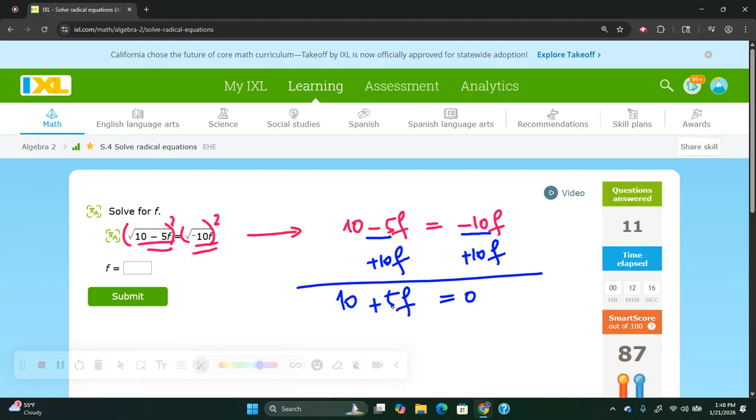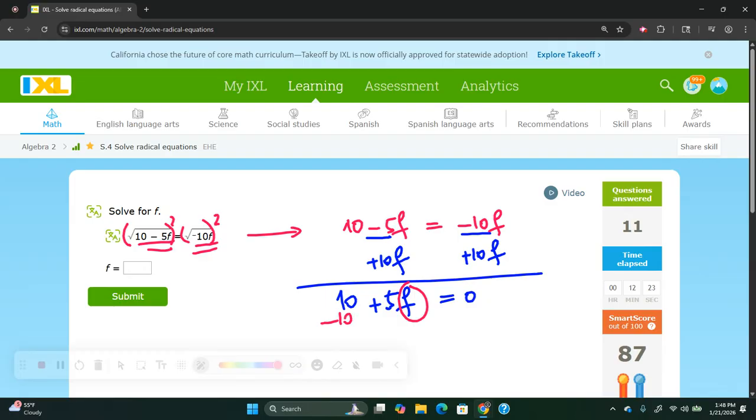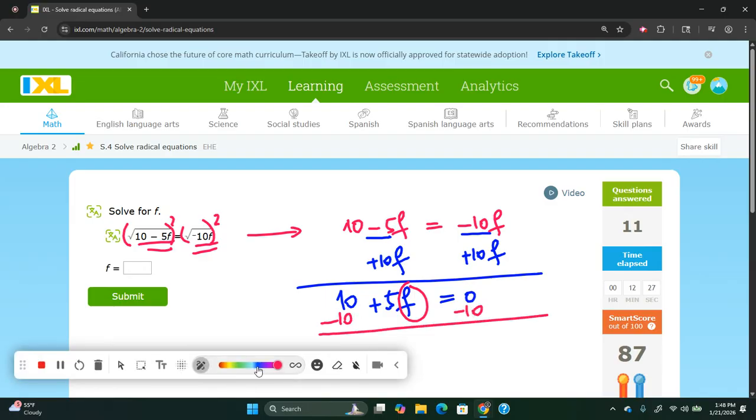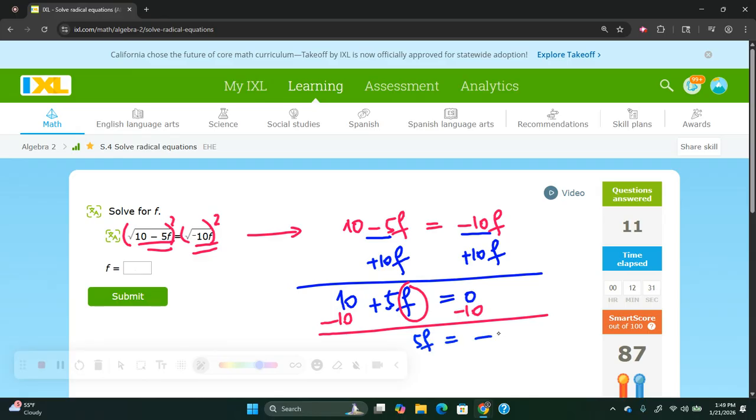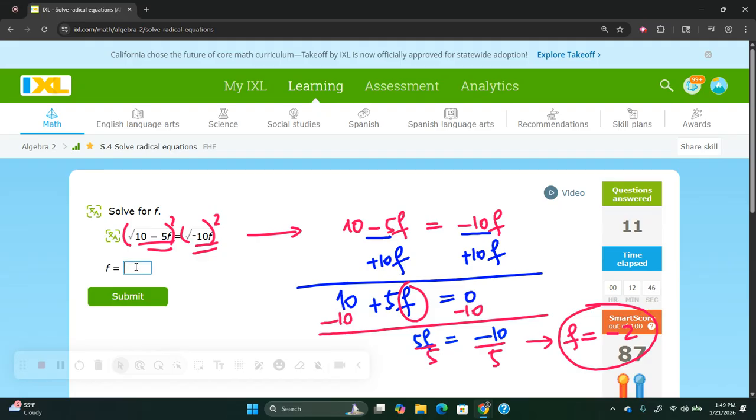Okay, so now I got number 10 and then plus 5f equals 0. All right. Remember we try to solve for the f, is that right? We solve for the f. So we don't want number 10 here. Subtract 10 on both sides. Okay, so now you come out at 5f equal negative 10. Okay, we're almost done. Just divide 5 on both sides, so you come out f equal negative 2. All right, f equal negative 2 is the answer.